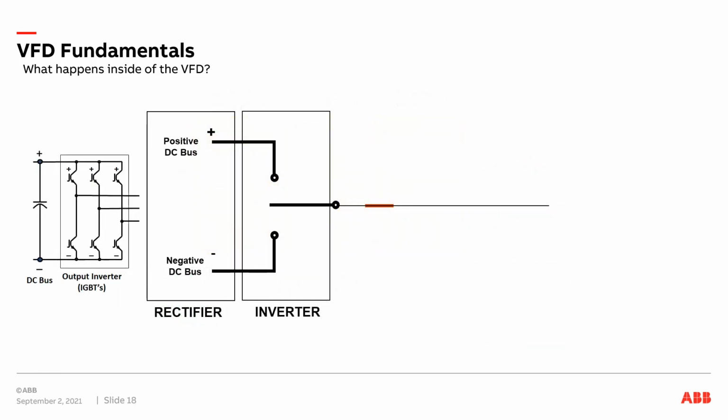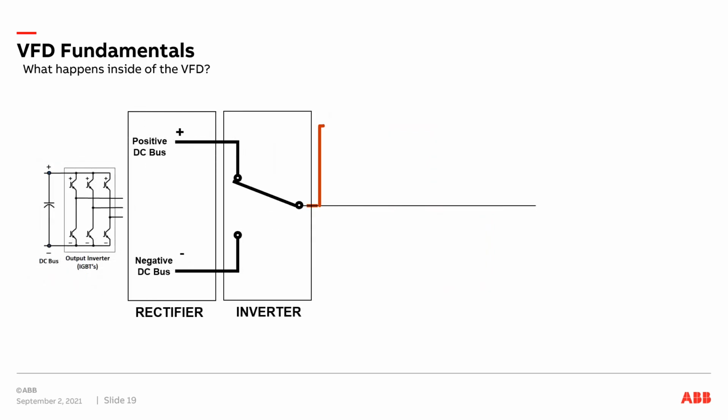Looking at the output of the drive, the IGBTs act like switches. We'll look at one phase here. As the IGBT turns on to the positive side of the DC bus, we have a positive pulse coming out of the drive. As we turn to the negative side, we get a negative pulse. This creates basically a square wave. This would not be much help to run a motor, but we do more than this on the output of the drive.